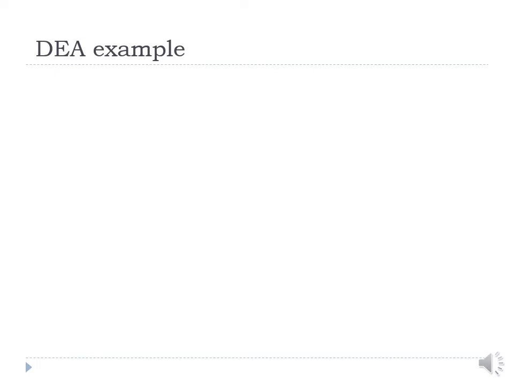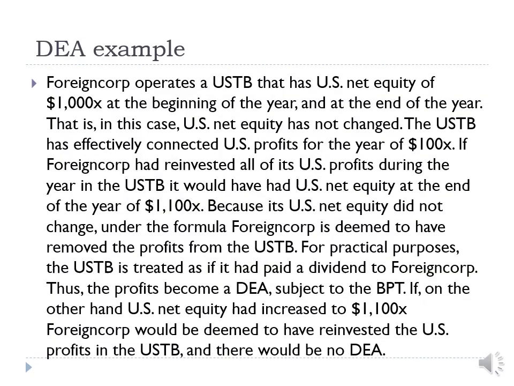Here's an example. Foreign Corp operates a U.S. trade or business that has U.S. net equity of $1,000 at the beginning of the year and at the end of the year. That is, in this case, U.S. net equity has not changed. The U.S. trade or business has effectively connected U.S. profits for the year of $100. If Foreign Corp had reinvested all of its U.S. profits during the year in the U.S. trade or business, it would have had U.S. net equity at the end of the year of $1,100. Because its U.S. net equity did not change, under the formula, Foreign Corp is deemed to have removed the profits from the U.S. trade or business.